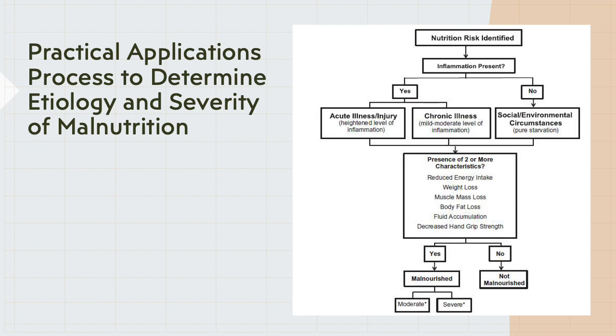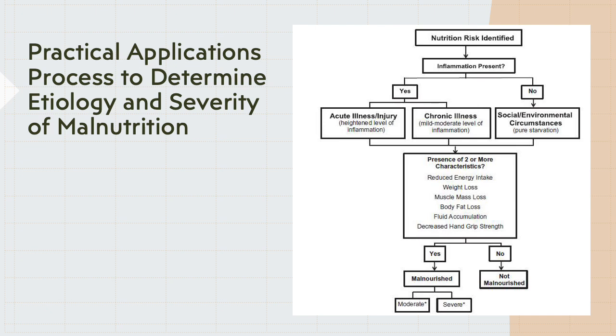So malnutrition in a patient may be considered mild, moderate, or severe. Now remember, mild malnutrition really only applies to the pediatric population. In adults, we only have moderate and severe. But what do these terms actually relate to? We're going to use the same tools that we previously discussed to identify nutrition risk.